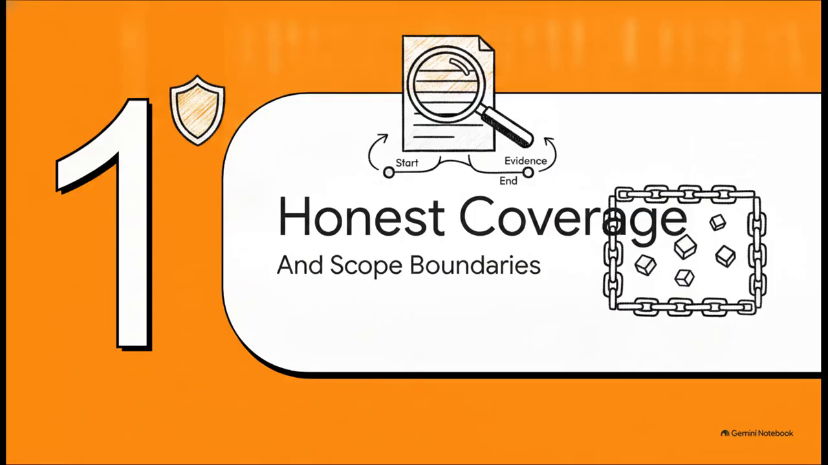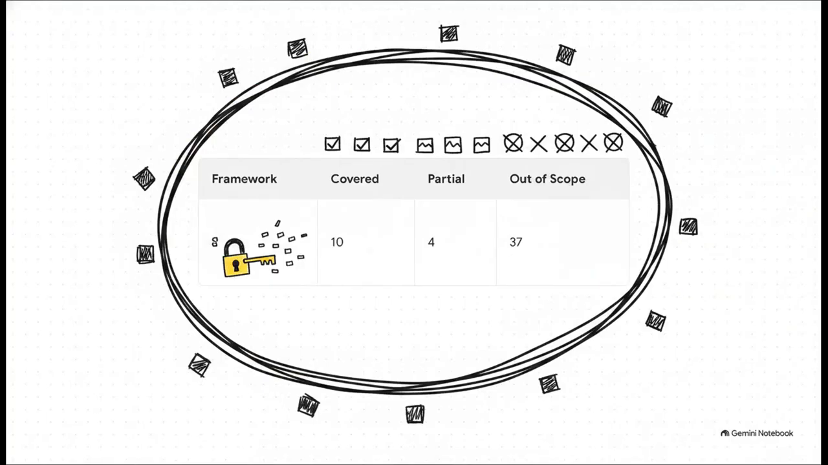Moving on to honest coverage and scope, this is where we look at how declaring boundaries builds trust. Here's the part most tools leave out. Every report tells you exactly what it did not assess and why. Take a look at the SOC 2 matrix. You'll see 10 covered, 4 partial, and 37 out of scope out of 51 criteria. It's stated against the full universe, so nobody has to work out the denominator.